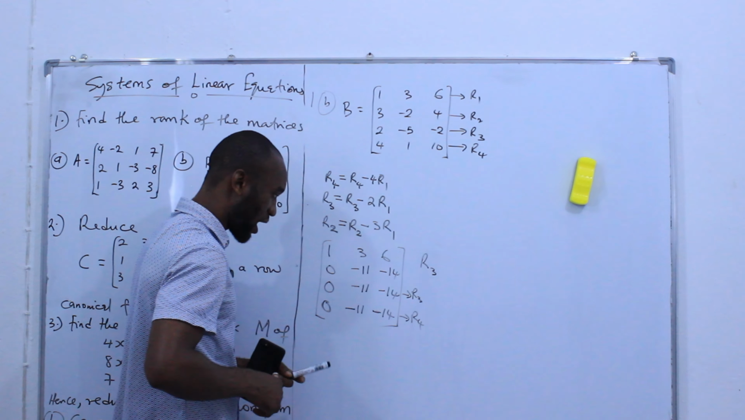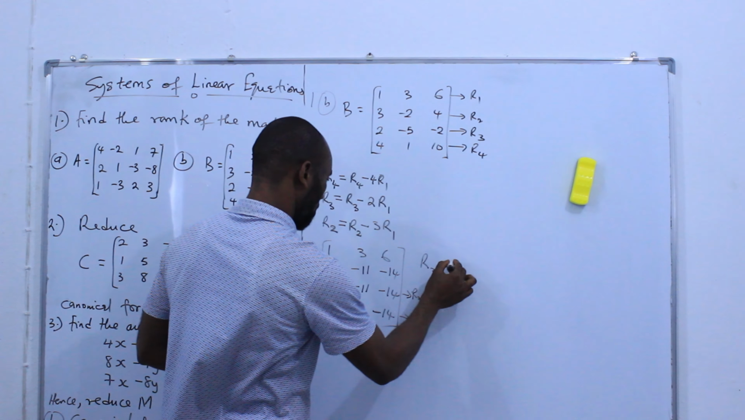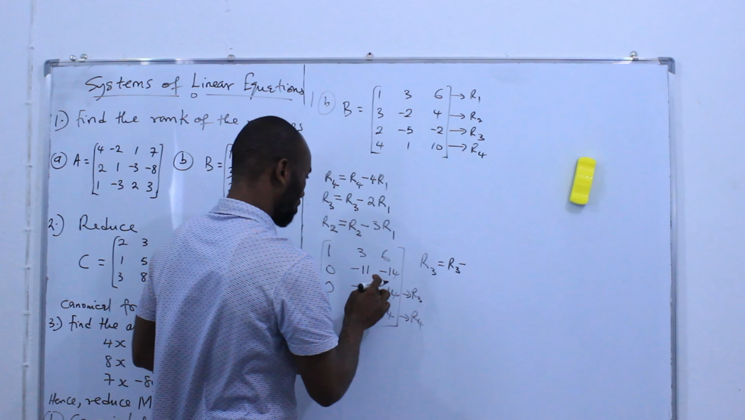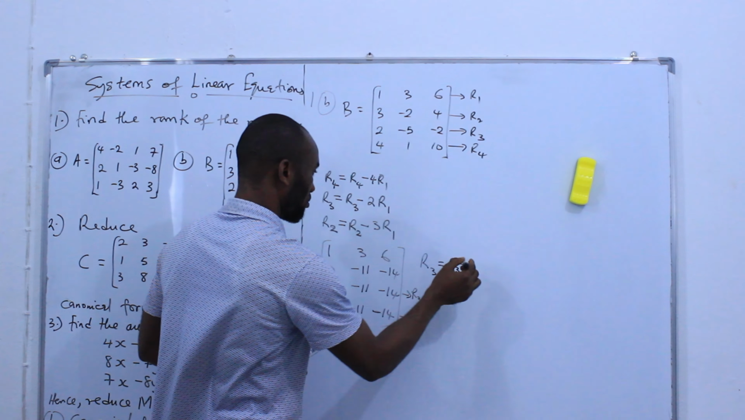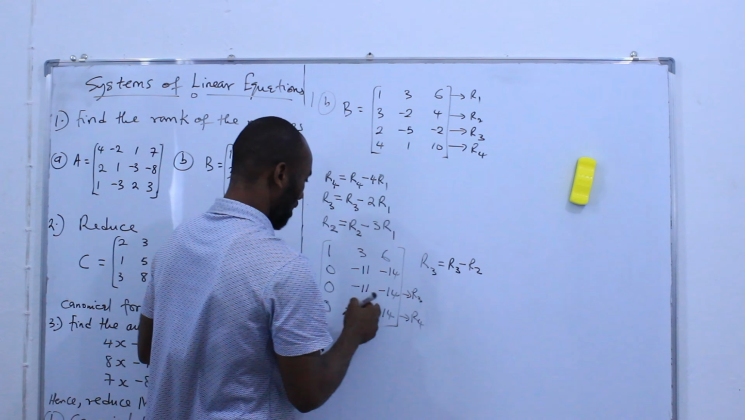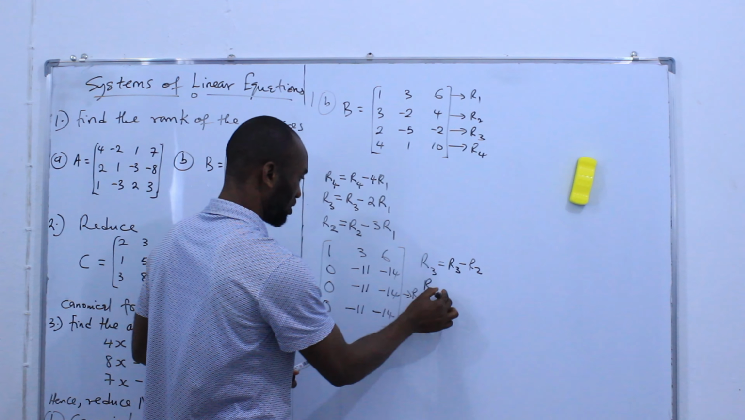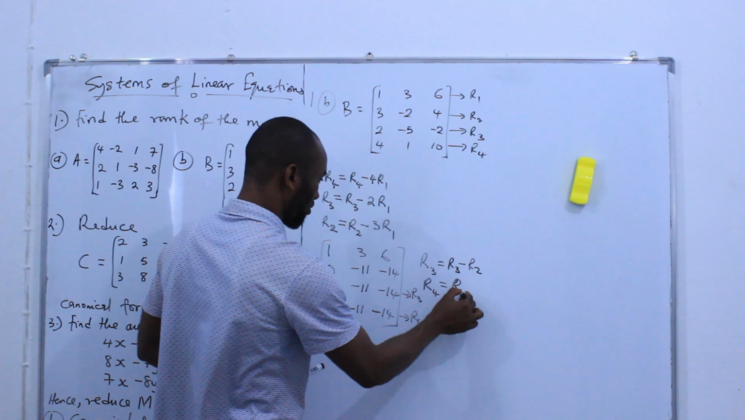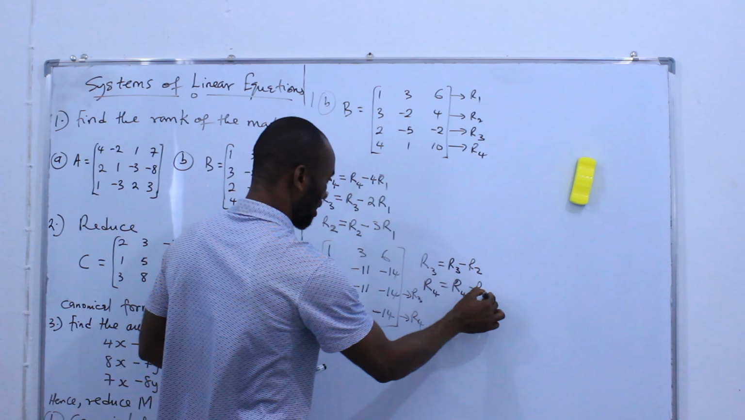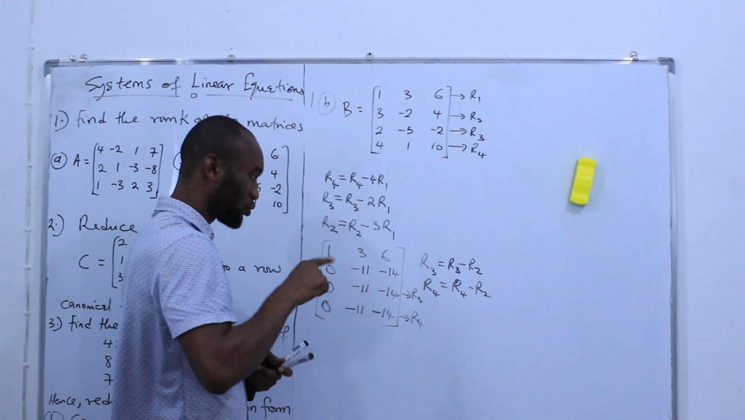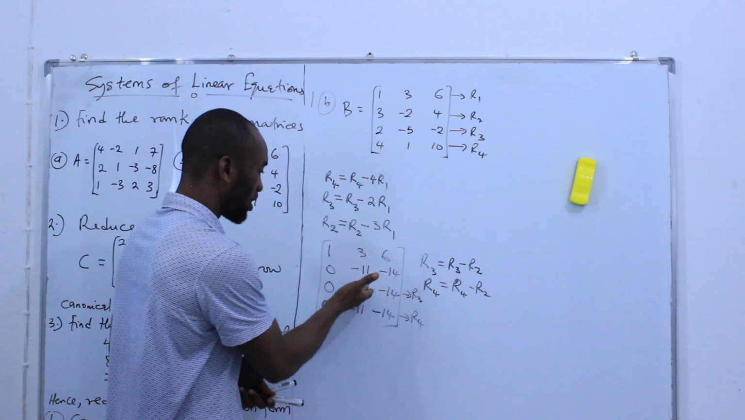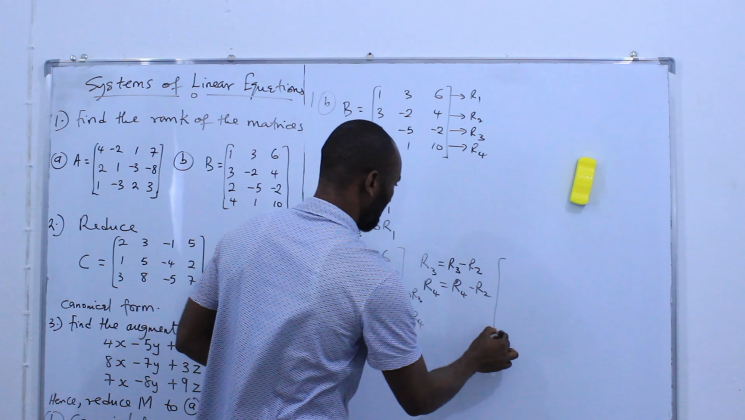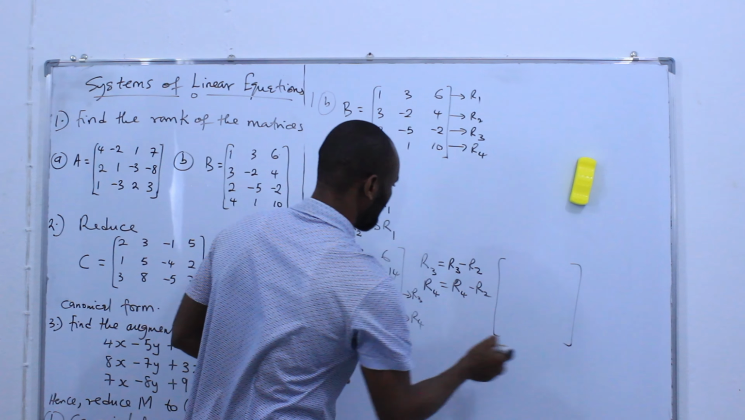So R3 equals R3 minus R2, and also we have R4. These are the two operations we are going to do: R4 equals R4 minus R2, using R2 as the main row. These other ones are going to dissolve out. So when we do that, we are going to have this.